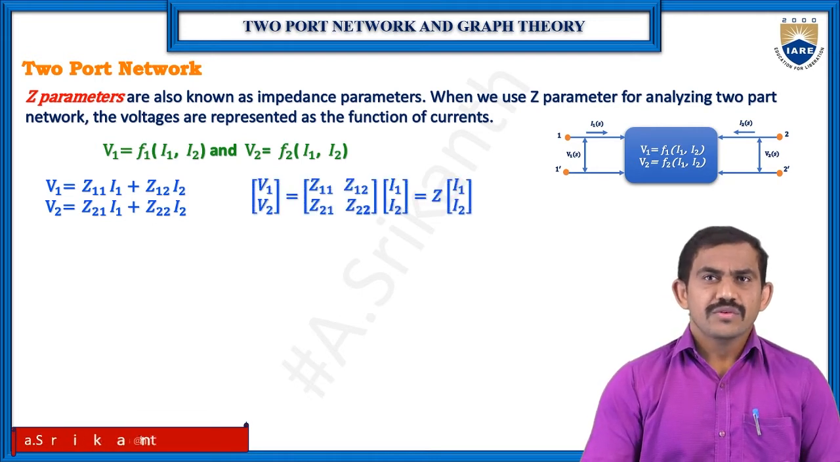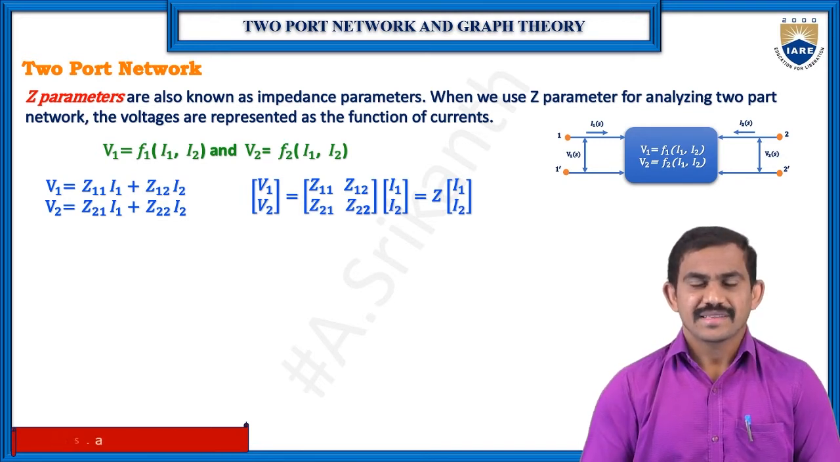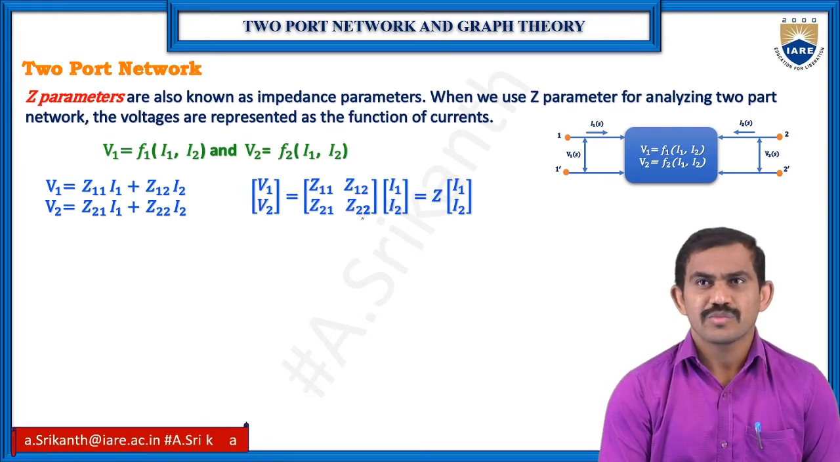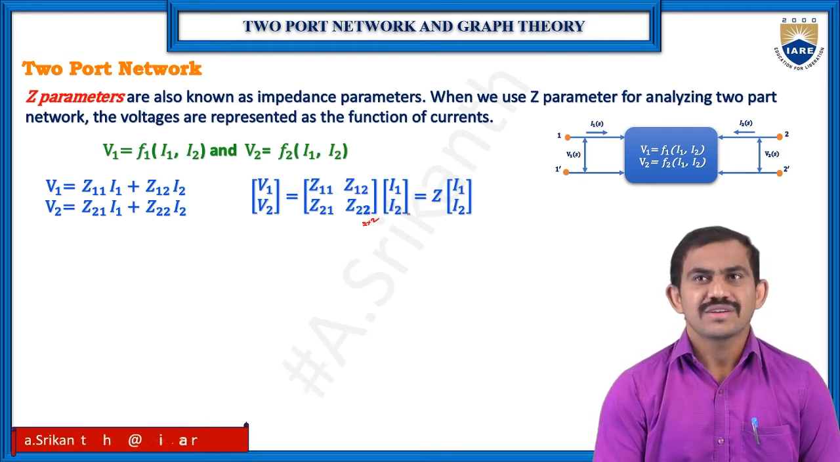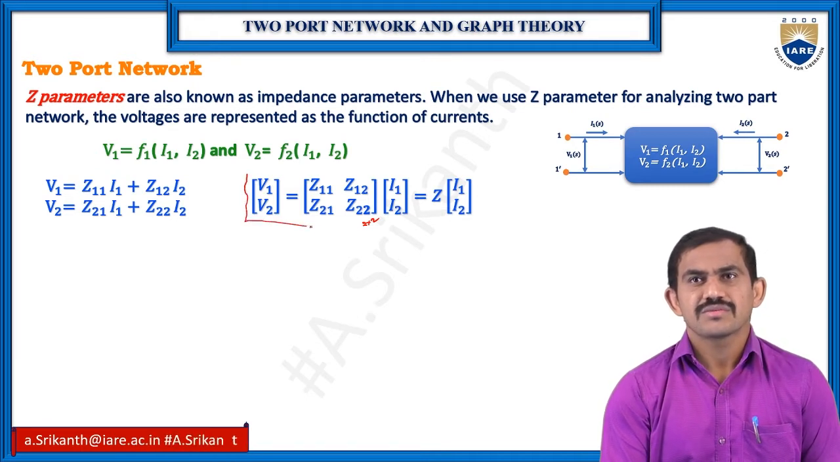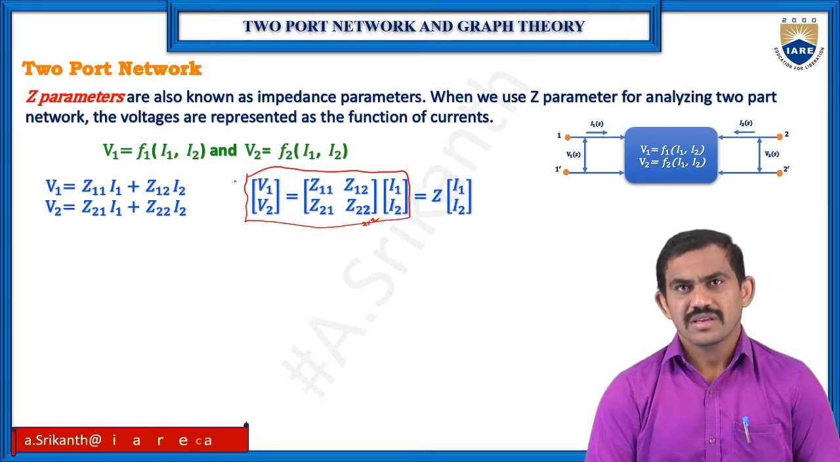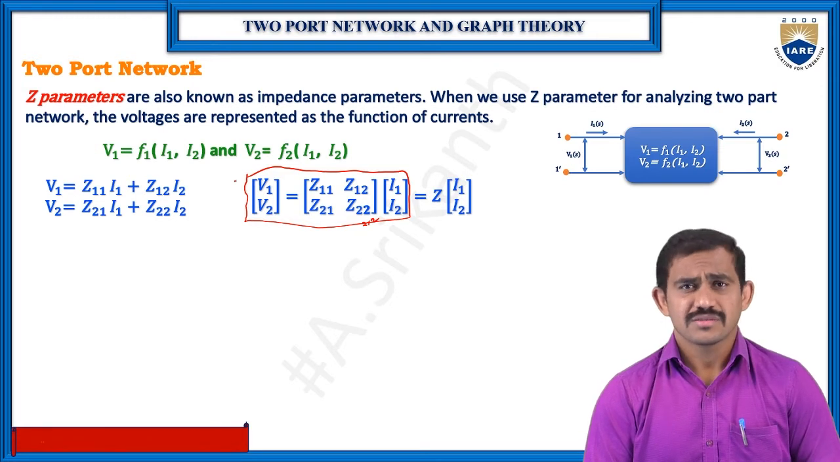Before writing those values, you can write this equation in the form of a matrix. So V1 and V2 equal to the 2 by 2 matrix Z11, Z12, Z21, Z22, into I1, I2. You can use Cramer's rule to find those values, like I1, I2, and the same for V1, V2.